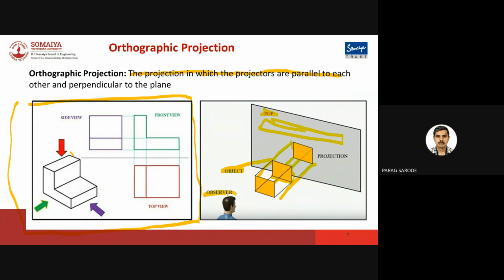Because the observer is looking towards the object on the front side. So just look at it the same way. This is the front position of an object, and this is the direction of the observer. What the observer will see are the rays coming from the object like this. So how many rays will be there? Let us draw it. This is the first ray, second, third, fourth, fifth.